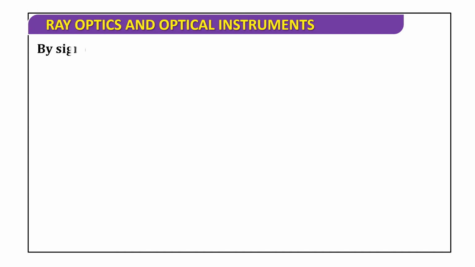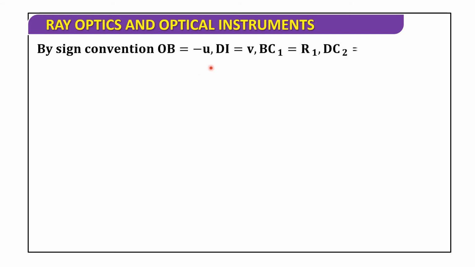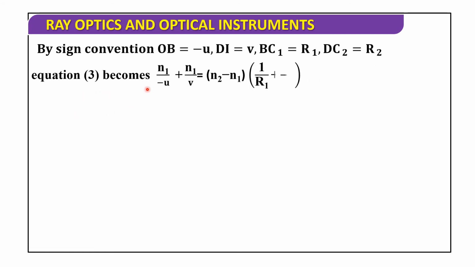By sign convention, OB is equal to minus u, DI is equal to v, BC1 is equal to R1, DC2 is equal to R2. Now equation 3 becomes n1 by minus u plus n1 by v is equal to n2 minus n1 of 1 by R1 plus 1 by R2. This is equation number 4.